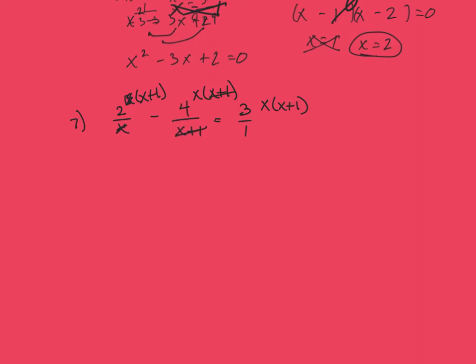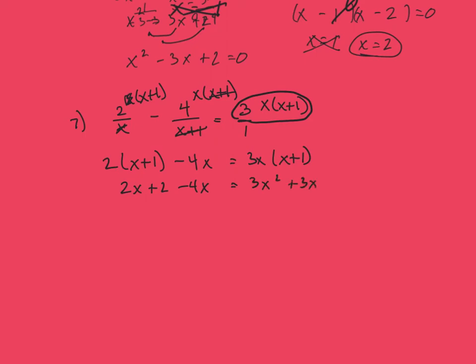And this is what makes this hard, is that none of this is gone. So that just makes it more stuff. So we have 2 times x plus 1 minus 4 times x equals 3x times x plus 1. Distributive property, and we have x squared. So I'm going to combine like terms here. So we have 2 minus 2x.